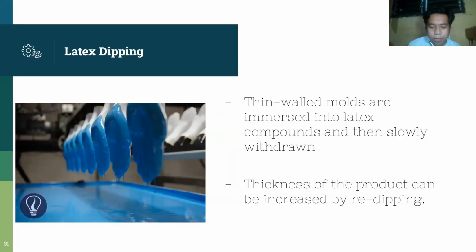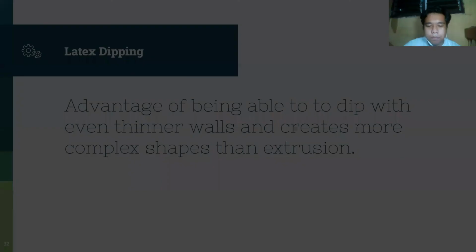Another rubber manufacturing process is called latex dipping. Latex dipping occurs when thin-walled molds are immersed into latex compounds and then slowly withdrawn. Mainly, gloves, balloons, condoms, and masks are manufactured by the latex dipping process. The thickness of the dipped product can easily be increased by simply redipping the product in the latex compound. After the dipping process, the product is finished by vulcanization.